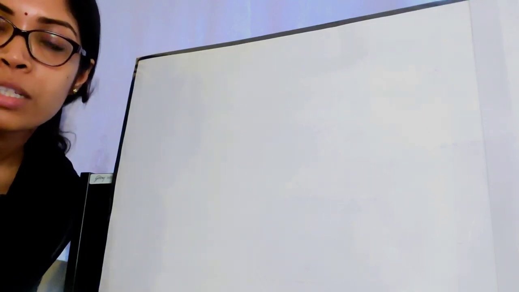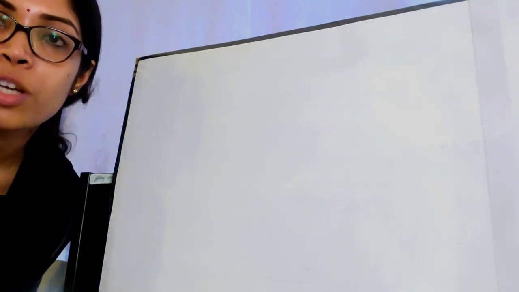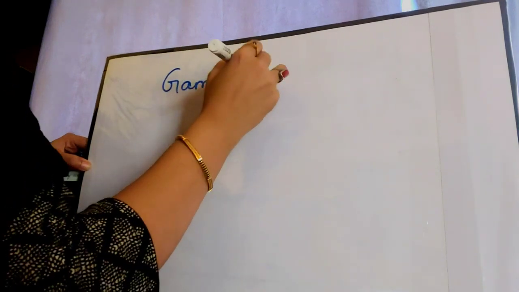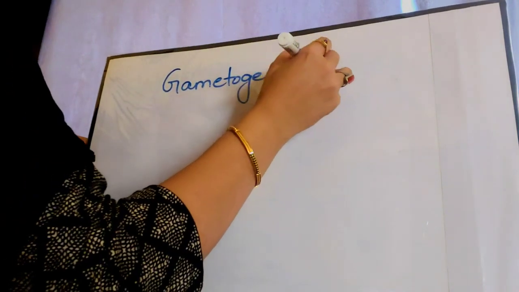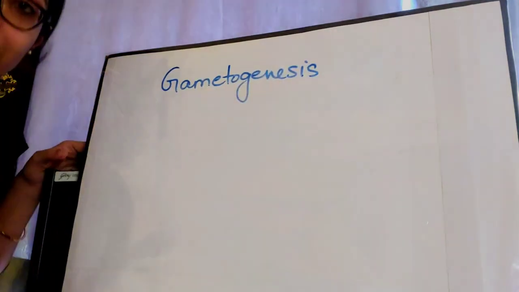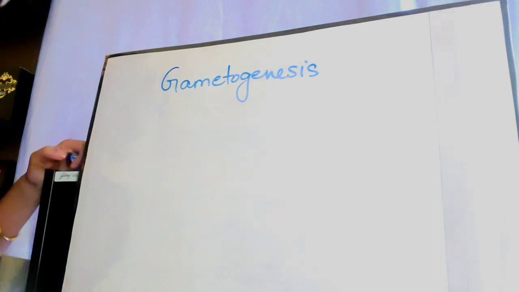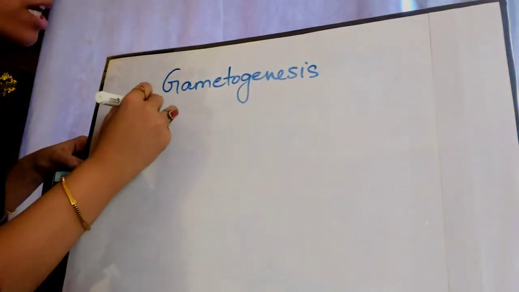Hello class 12 students, this is the continuation part of the chapter human reproduction. In my previous video I started talking about the topic gametogenesis, and I said that the formation of gametes, be it a male gamete or a female gamete, is known as gametogenesis. Now gametogenesis is of two types.